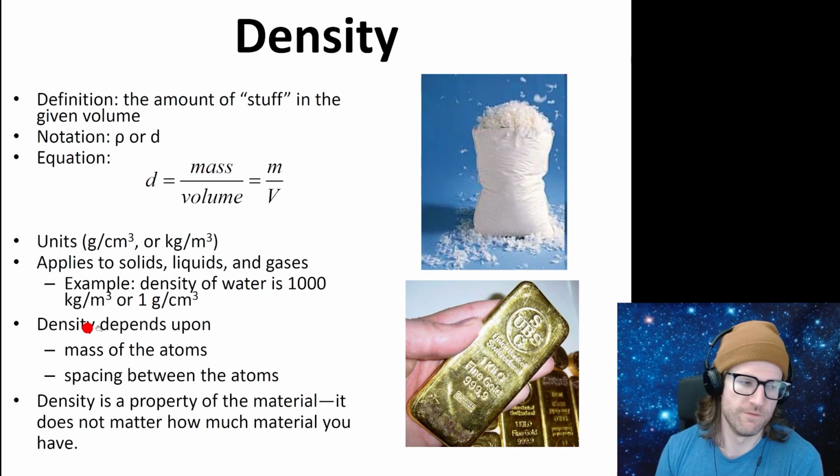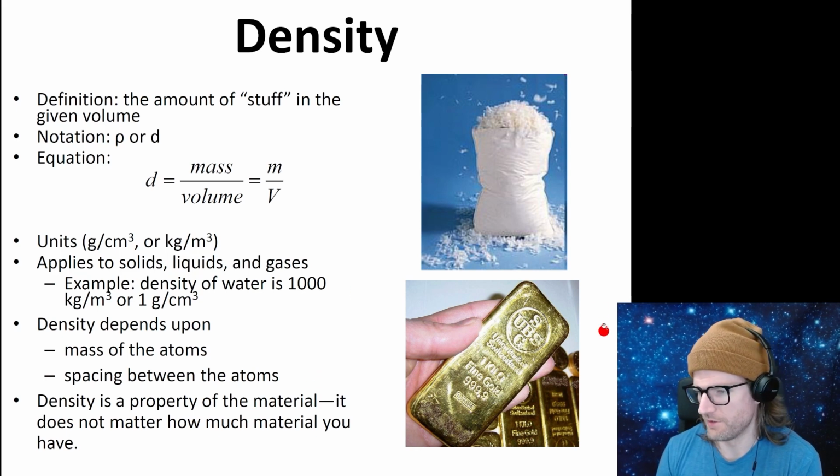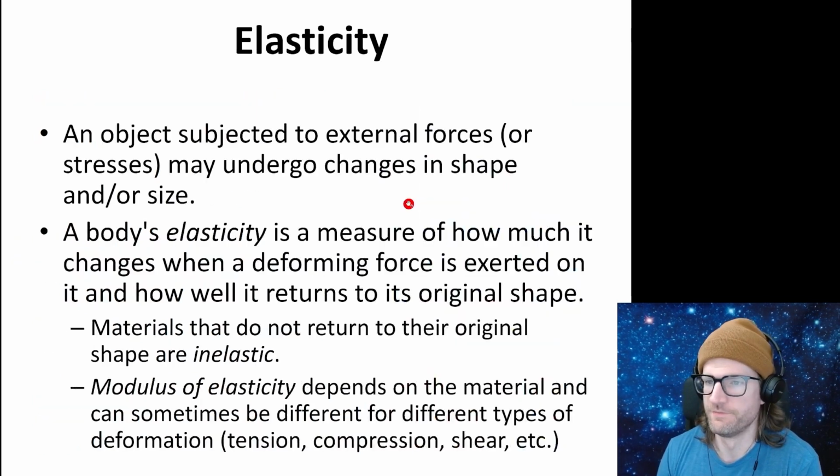Okay, density. Density of something, solid, liquid, or gas, is how much mass it has per volume. So a lot of the units for this would be grams per cubic centimeter or kilograms per meter cubed. Okay, and the density depends on the mass of the atoms and the spacing between the atoms. So density is a property of the material. Like gold right here is very, very dense, and feathers right here is very, very not dense.